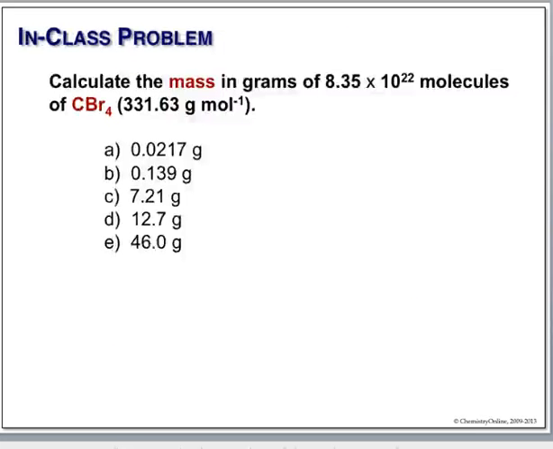This was an exam problem. We have carbon tetrabromide. It weighs 331.6 grams per mole. You are given that you have 8 times 10 to the 22nd molecules. Quickly calculate how many grams of this stuff you have.